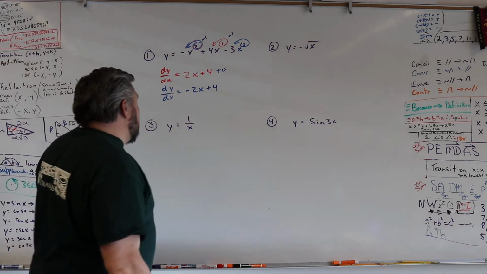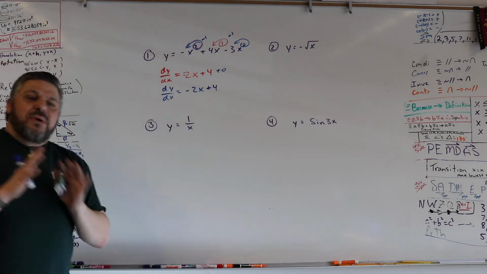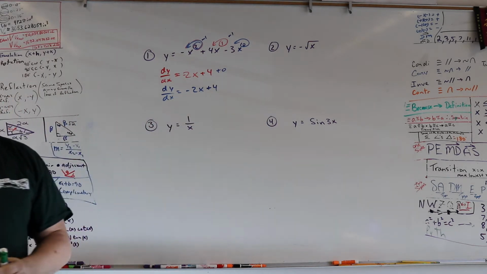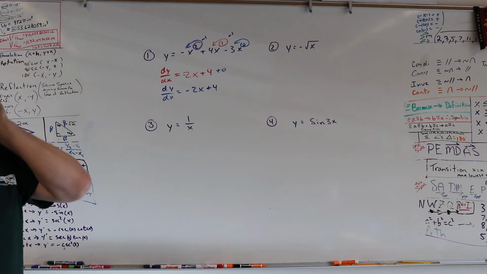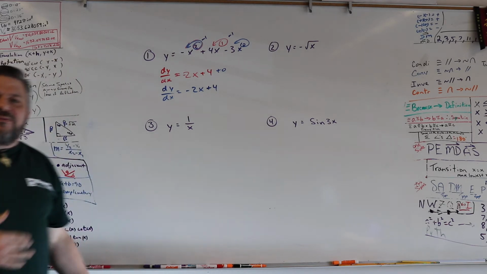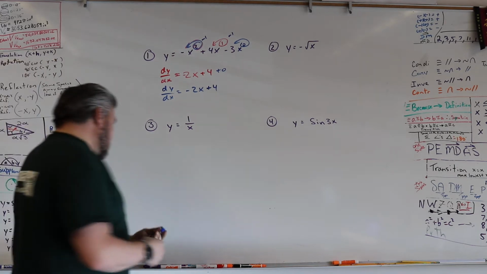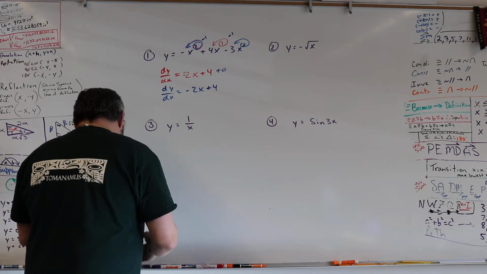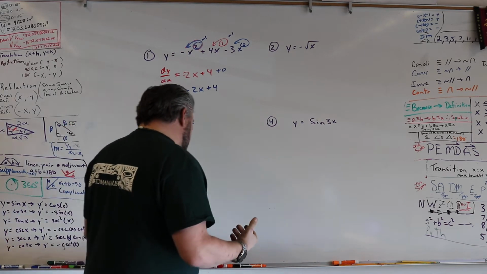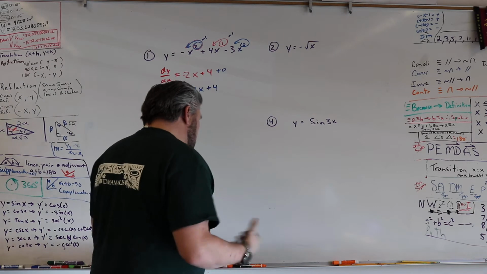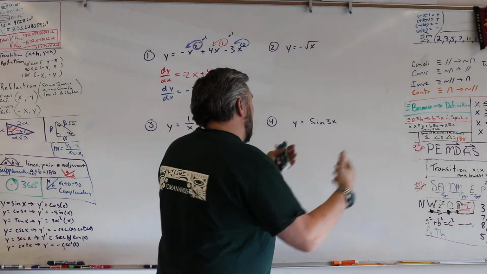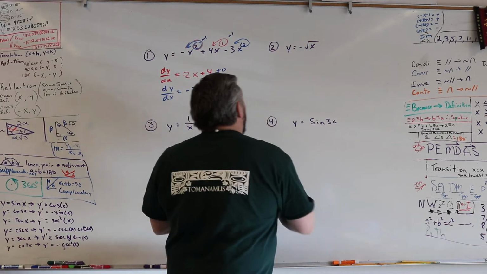Alright, to be able to do number 2, what do we got to do first? Oh, so what do we do first? It's square rooted. Good, yeah, it's square rooted. So what can we do?